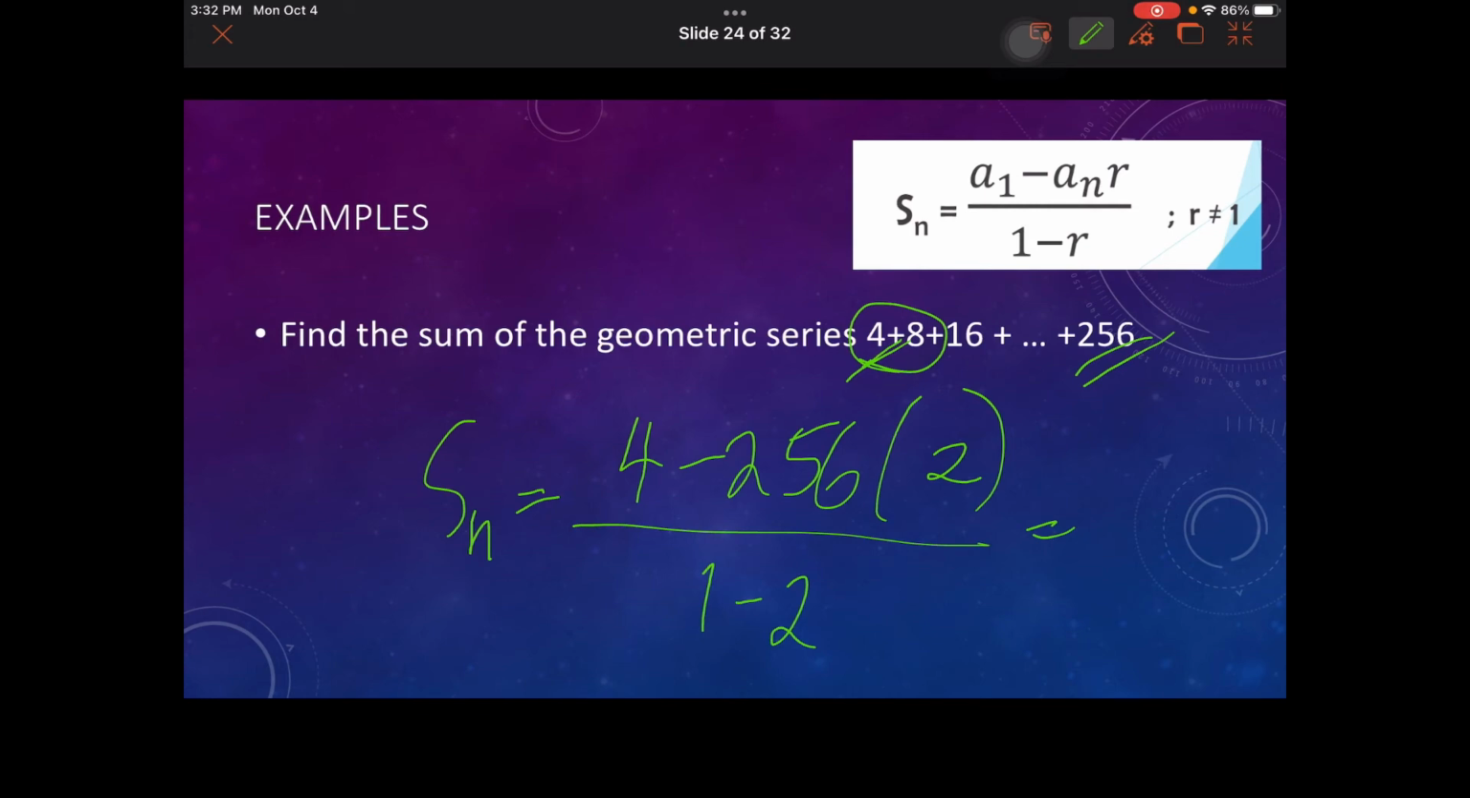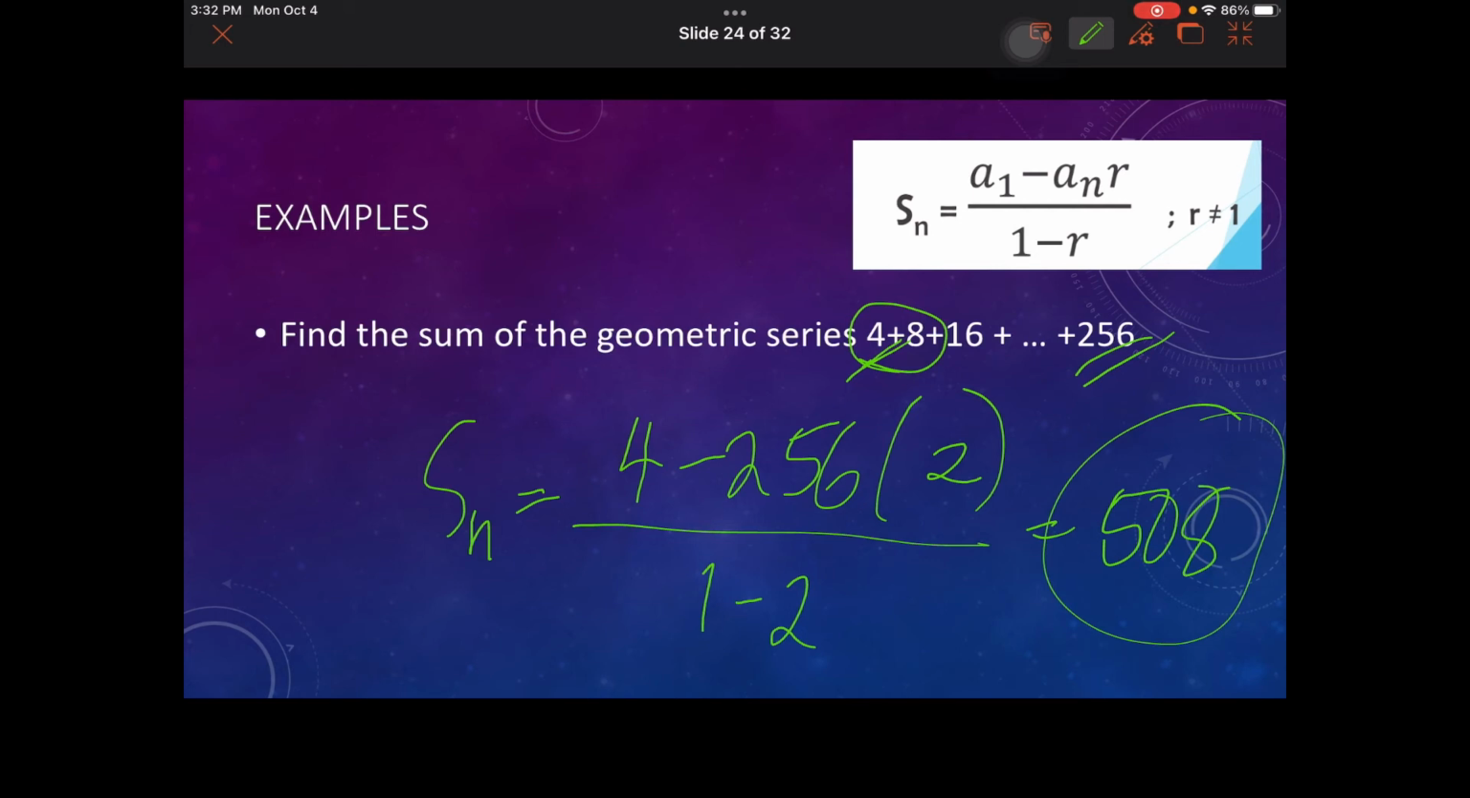So, that's 256 times 2. We're going to subtract that to 4. And then, i-divide natin siya sa negative 1. You will get 508. Yay! Did you get the same answer? Kung yes, good job para sa'yo. Kung hindi naman, okay lang. May isa ka pang chance.